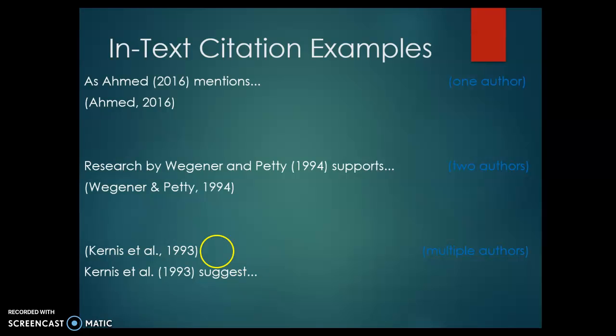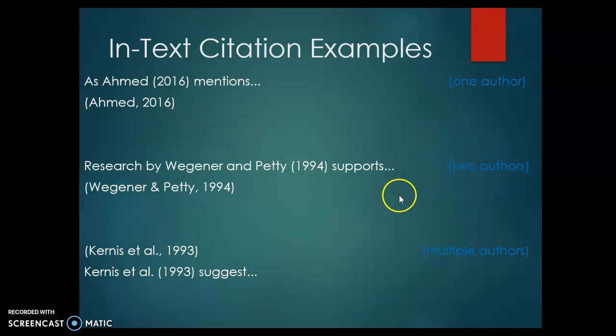The first is one author. As Ahmed, 2016, mentions, rest of the sentence. Ahmed would be the last name of the author, and the year would be 2016 of publication. If you were to do this at the end of a sentence, like an in-text citation at the end of your sentence, it would be parentheses, last name of the author, comma, year. So this is what it would look like for one author. This is the most basic example.